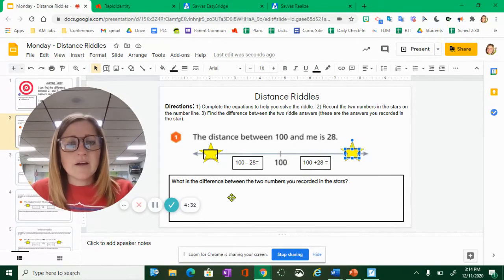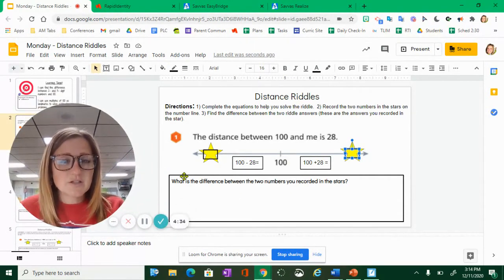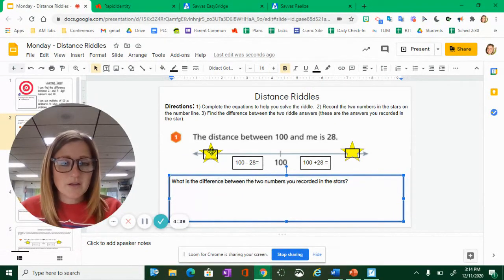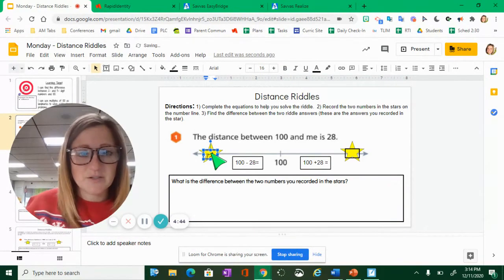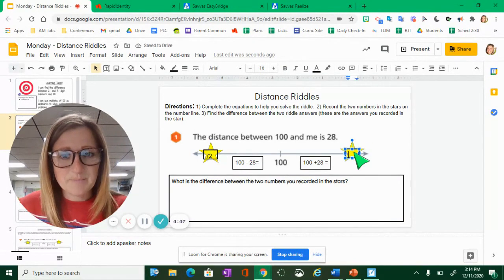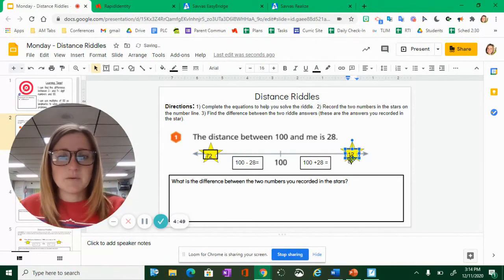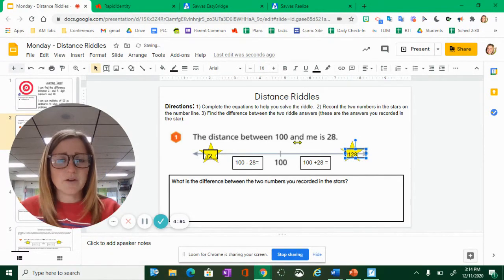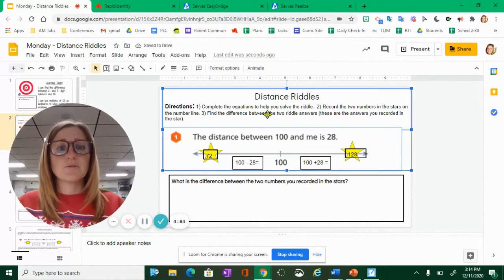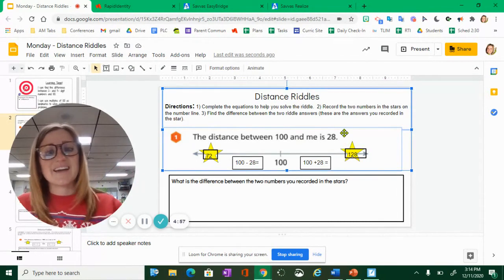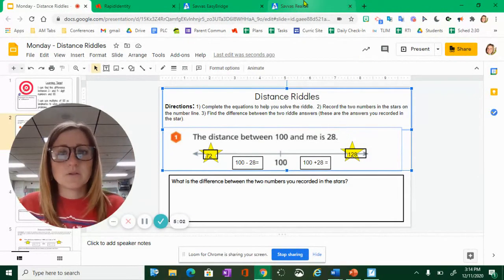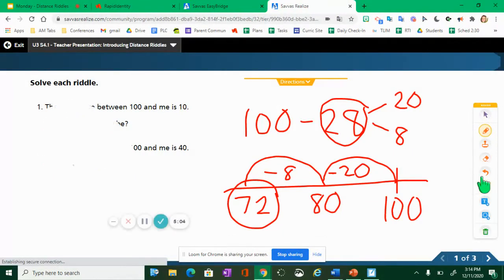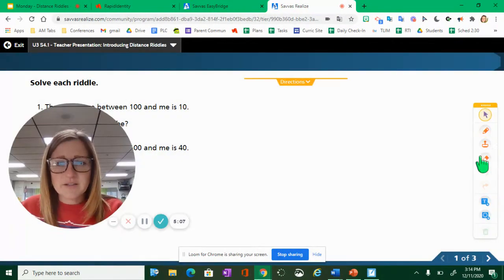Now, the next part of this is a little bit more challenging because it says, what is the difference between the two numbers you recorded in the stars? So if you know that 72 is this number, and by the way, 128 would be this one. We're now trying to figure out from 72 to 128, what's that distance or that difference? So what's different between those two. So I'm going to move back to the whiteboard again, and I'm going to show a way that you might do that.